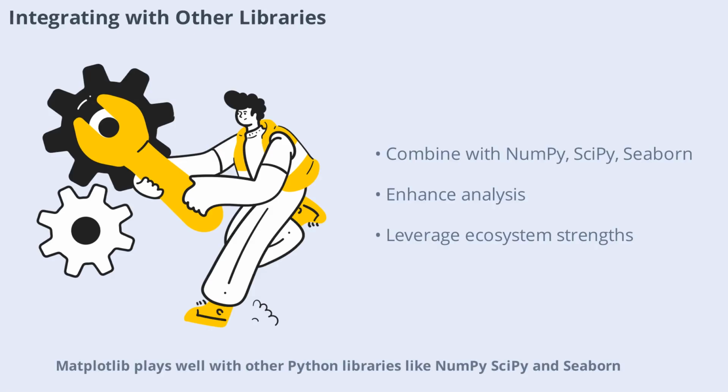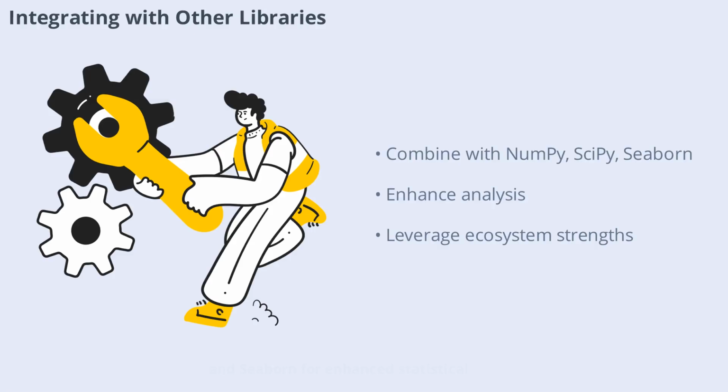Matplotlib plays well with other Python libraries like NumPy, SciPy, and Seaborn. You can use NumPy arrays for data, SciPy for advanced analysis, and Seaborn for enhanced statistical plots, all while leveraging Matplotlib's flexibility. This interoperability makes Matplotlib a central part of the data science ecosystem.